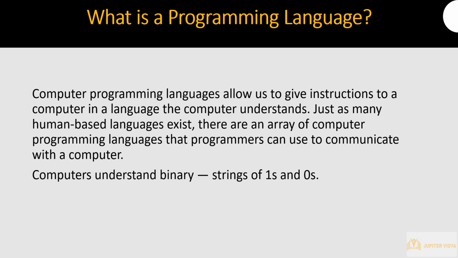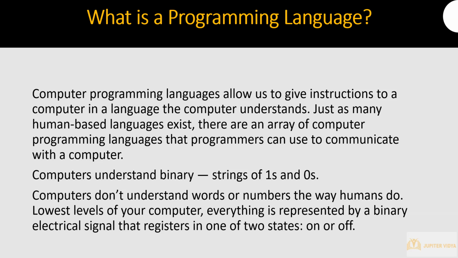Computers understand binary, which means they can understand only 0 and 1. Computers don't understand words or numbers the way humans do. At the lowest level of your computer, everything is represented by a binary electrical signal. It can be in an on or off state.